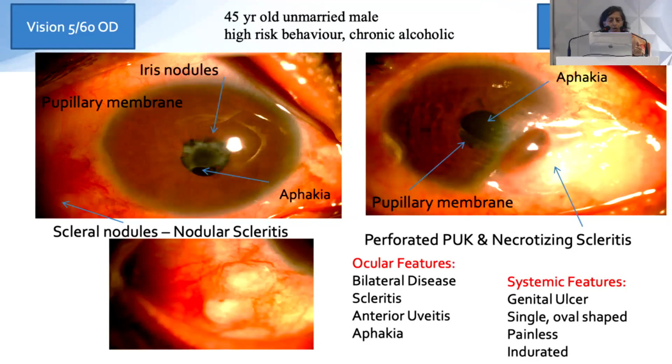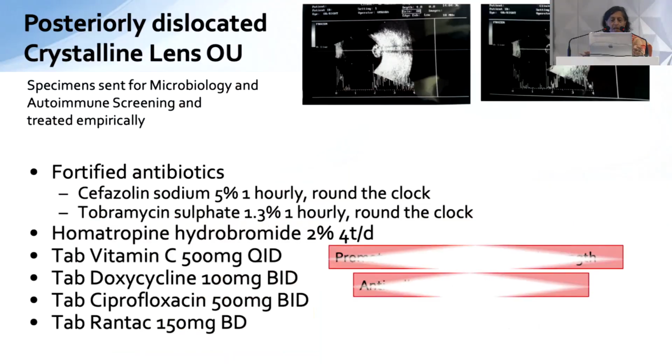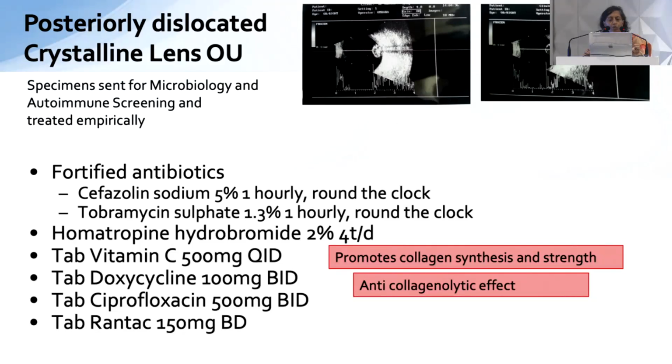So he had a PUK which has perforated in one eye, and he had a necrotizing scleritis, and he had aphakia when he had no history of trauma and no history of any previous surgery. So it was a bilateral disease. There was scleritis, there was anterior uveitis, and aphakia. So we sent him for a systemic evaluation, and he was detected to have a genital ulcer which was single, oval shaped, supposedly painless and indurated. Ultrasound showed posteriorly dislocated crystalline lens in both eyes.